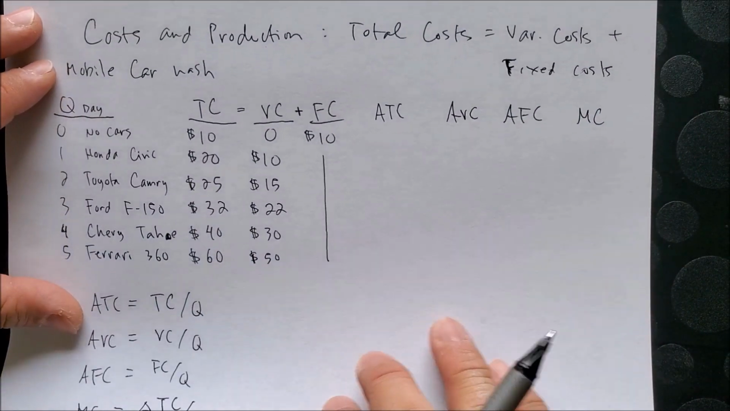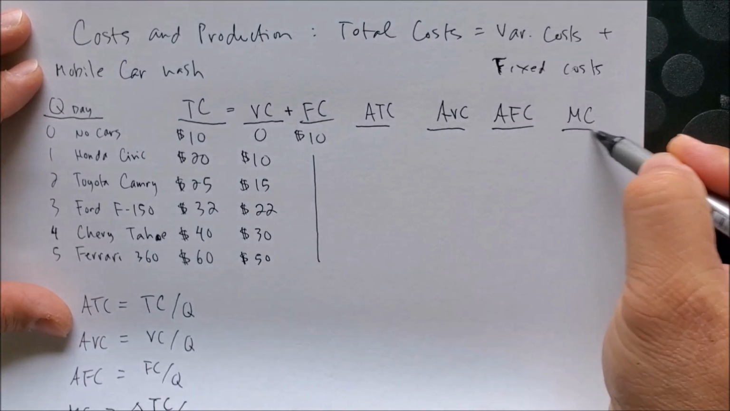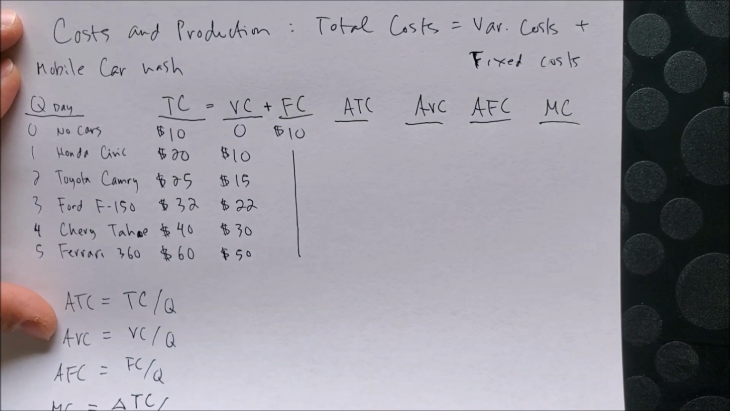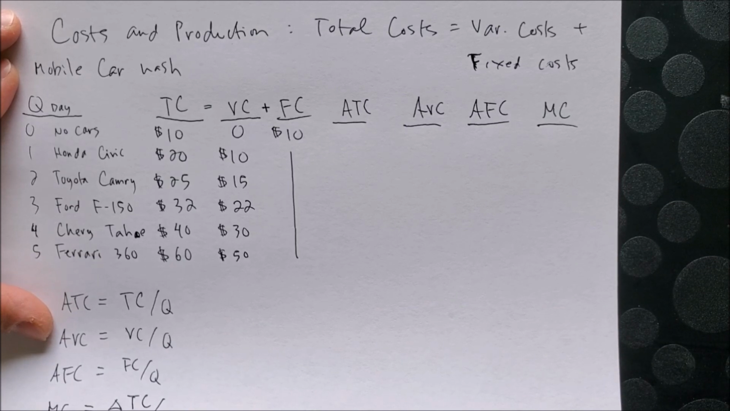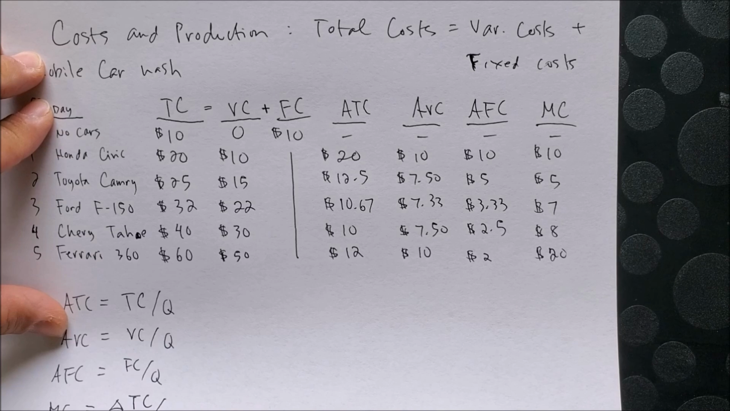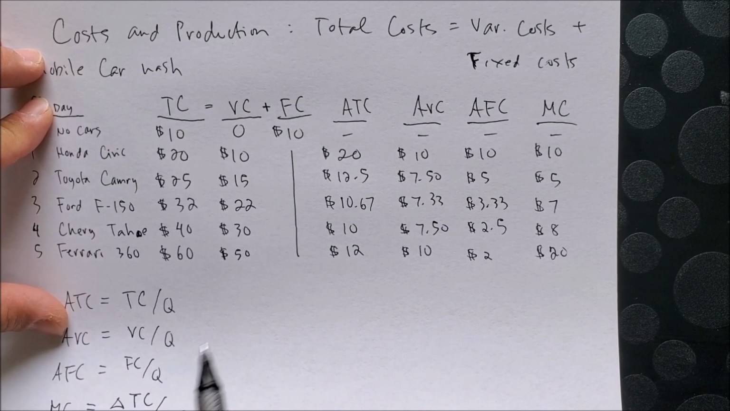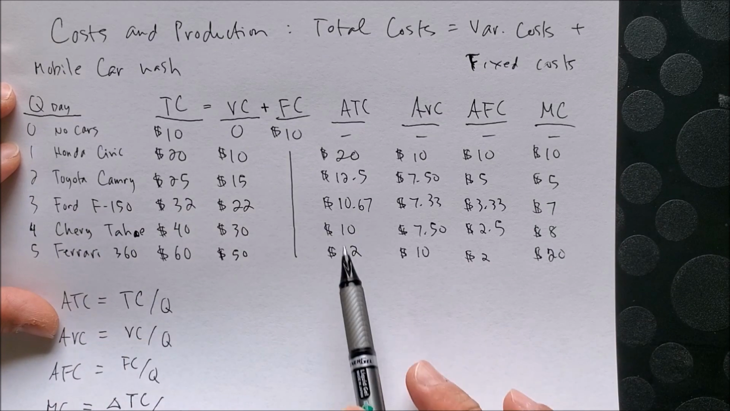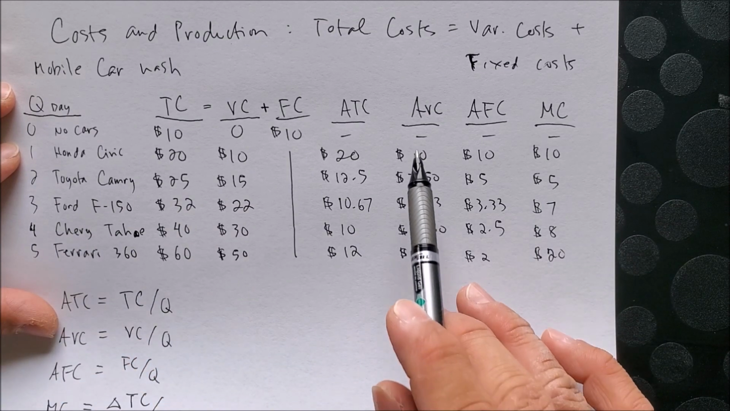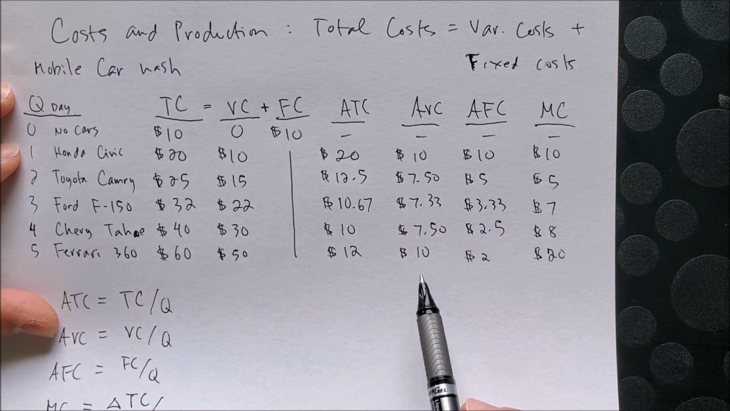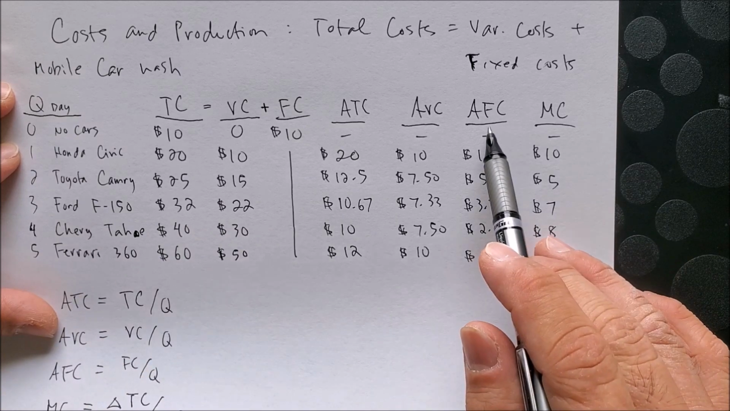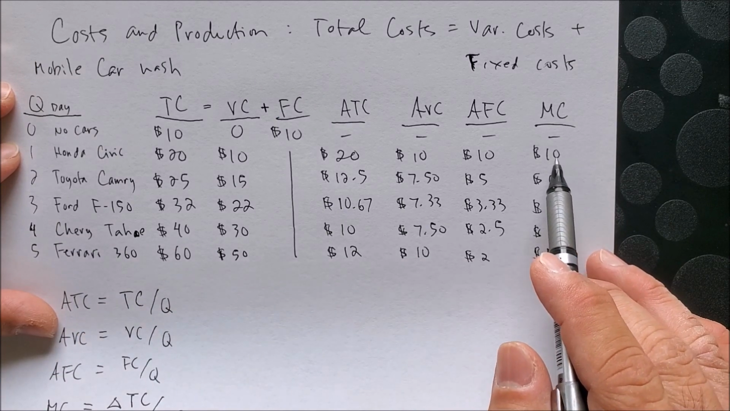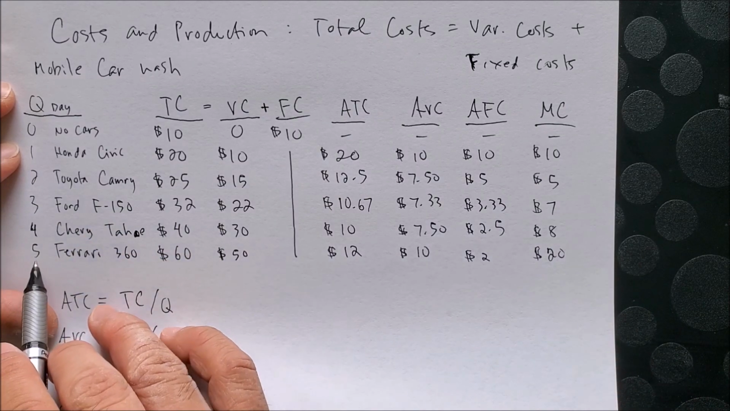So if we go back to our chart, we can now find the following: ATC, AVC, AFC, and MC. At this time, you can go ahead and fill in the columns and see what you get. Okay, so after filling out each column, you should get numbers as such. For ATC, the average total cost, from $20 at one vehicle all the way down to $12 for five vehicles. Average variable cost, $10 at one vehicle, and $10 down to five vehicles. The average fixed cost, $10 at one vehicle, down to $2 at five vehicles. And the marginal cost from $10 at one vehicle to $20 at the fifth vehicle.